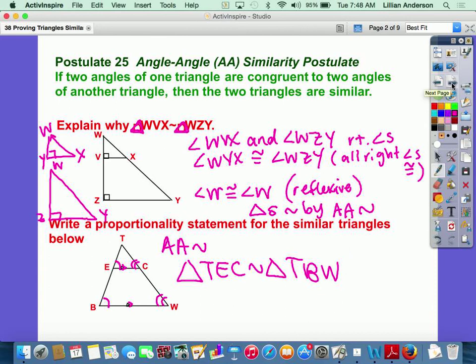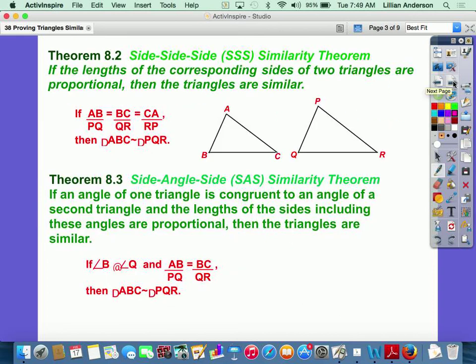At any point in time, you need to pause it, rewatch something, please do so. The last two are both theorems, side-side-side similarity and side-angle-side similarity. Exactly what you think, but a little bit different from what we know of congruent triangles. Side-side-side similarity basically says that if the lengths of the corresponding sides of two triangles are proportional, then the triangles are similar. So no longer are the sides congruent, but they're proportional. That's how you can prove that the triangles are similar by side-side-side.